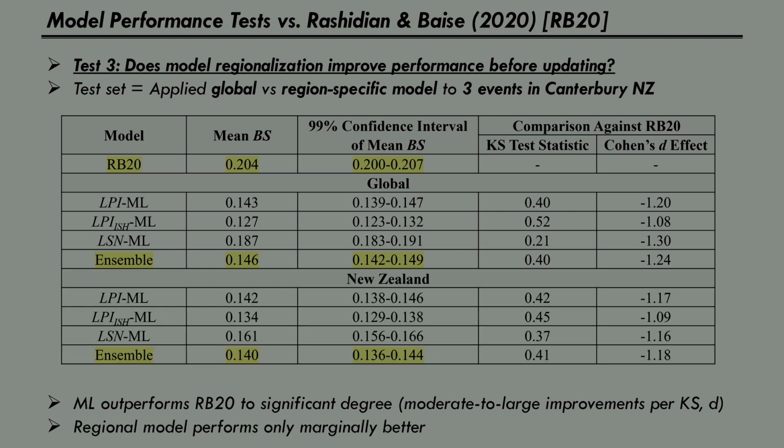Our New Zealand model does do better, but the improvement was, I would say, fairly marginal. And so it seems to us that the benefits of region-specific models are seemingly kind of counteracted by the benefits of learning from much more global data.